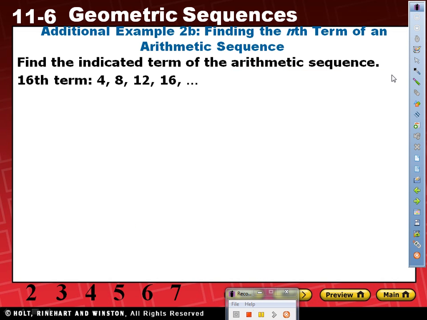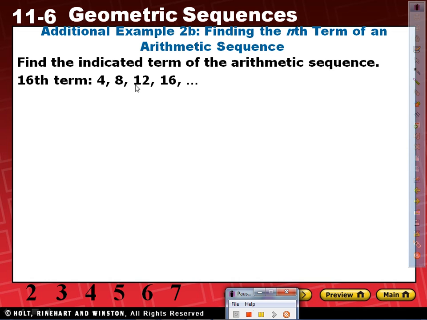Example 2B. It says, find the indicated term of the arithmetic sequence, the 16th term, and the sequence that they give us is 4, 8, 12, 16, and they want us to find the 16th term. You don't have to write this first part, just write 16th term, colon, 4, 8, 12, 16. See if you can find it, please. Go.